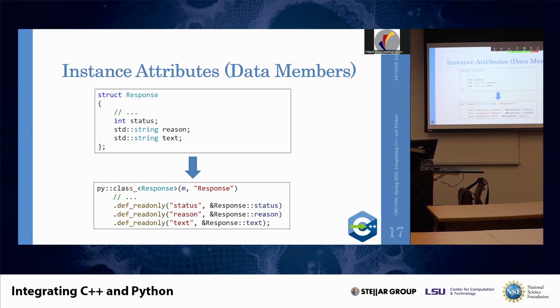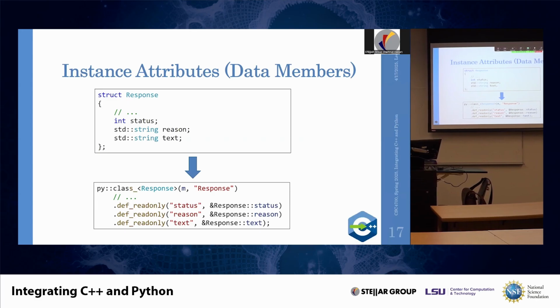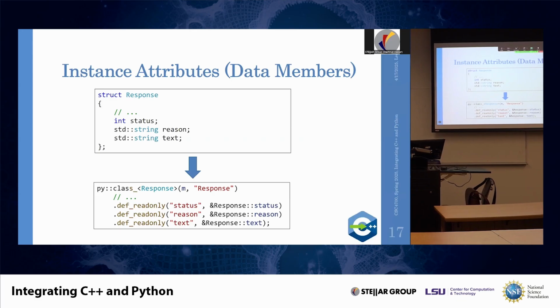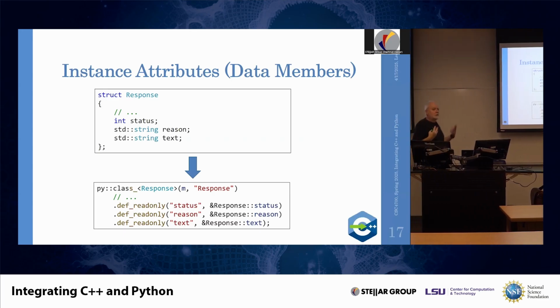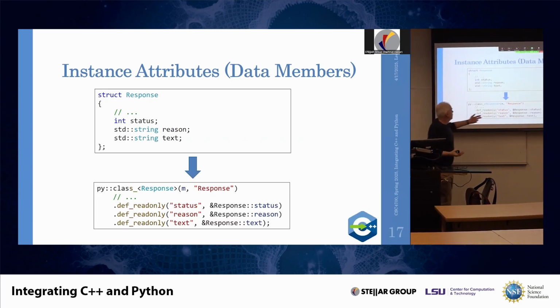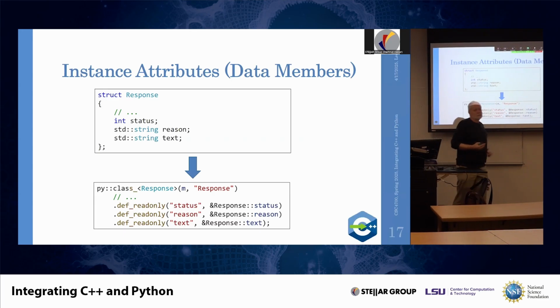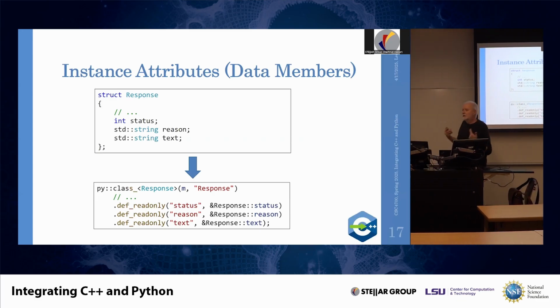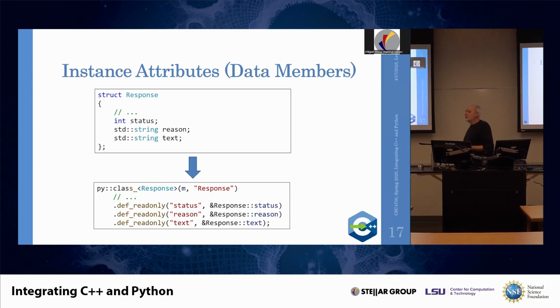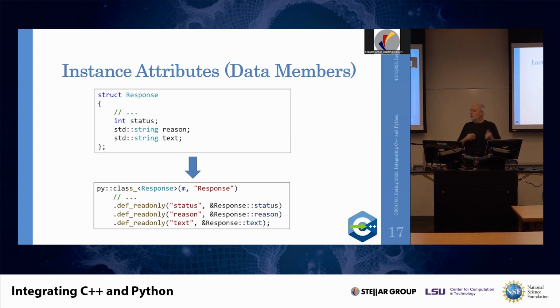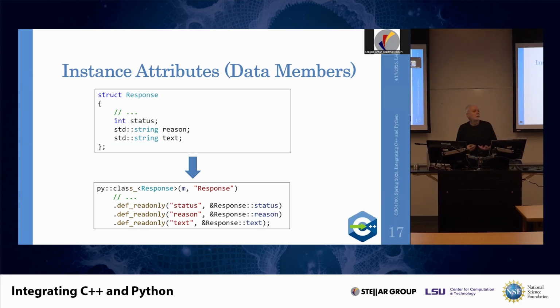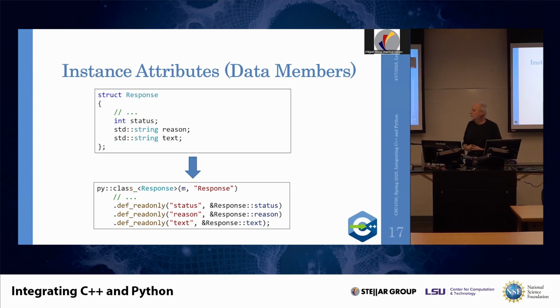And I'm binding the variables, the members, just by taking the address of the corresponding member. Address, response status, response reason, response text. And here you already see that I'm not specifying any types. I just say status or reason or text. And PyBind11 figures out what type it is that is actually bound and creates the appropriate binding code underneath. So it uses the integer type on the Python side or the string type on the Python side.